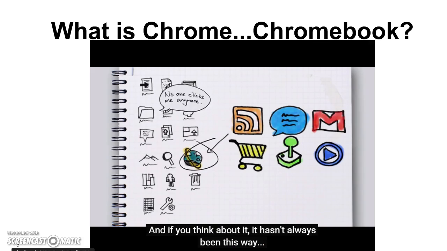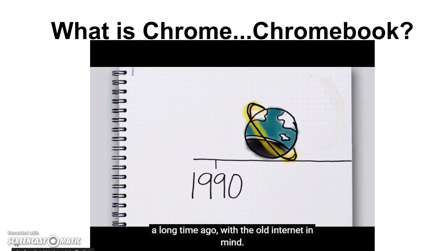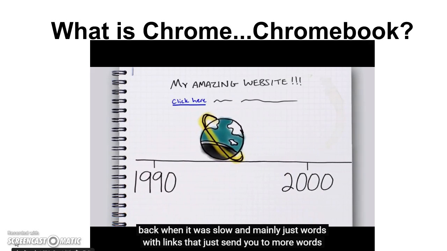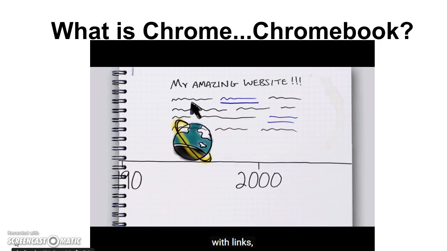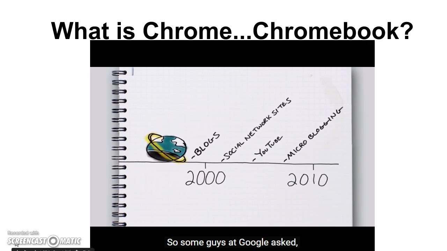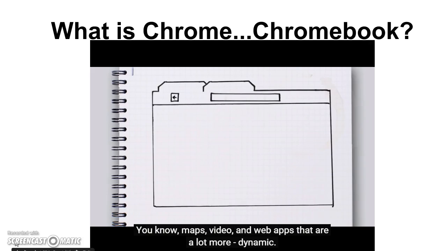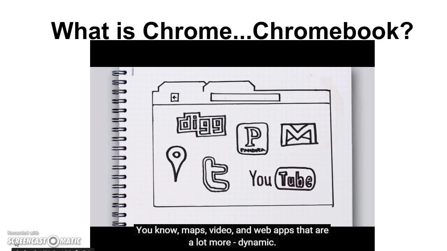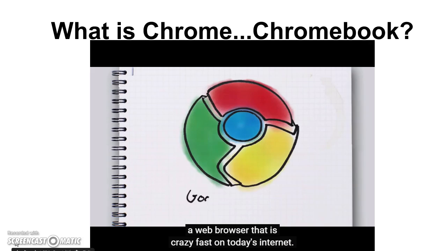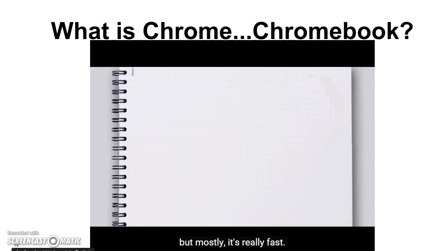And if you think about it, it hasn't always been this way. You see, web browsers were first designed a long time ago with the old internet in mind. You know, back when it was slow and mainly just words with links that just send you to more words with links, back before all of these innovations. So some guys at Google asked, what if we redesigned the web browser from scratch, with an eye towards the new web? You know, maps, video, and web apps that are a lot more dynamic. And so they created Chrome, a web browser that's crazy fast on today's internet. And it's sleek and more secure, but mostly it's really fast.